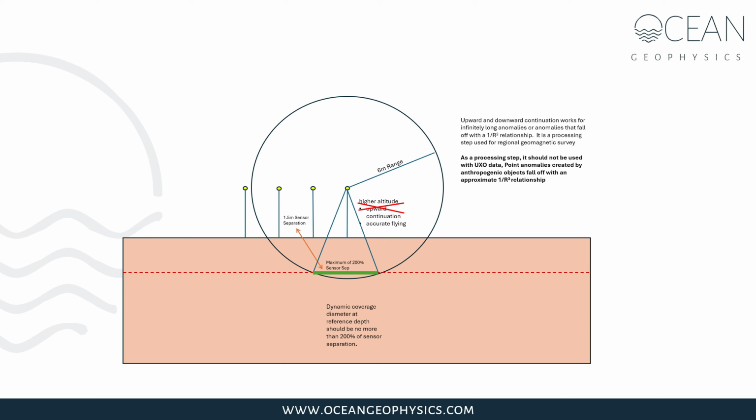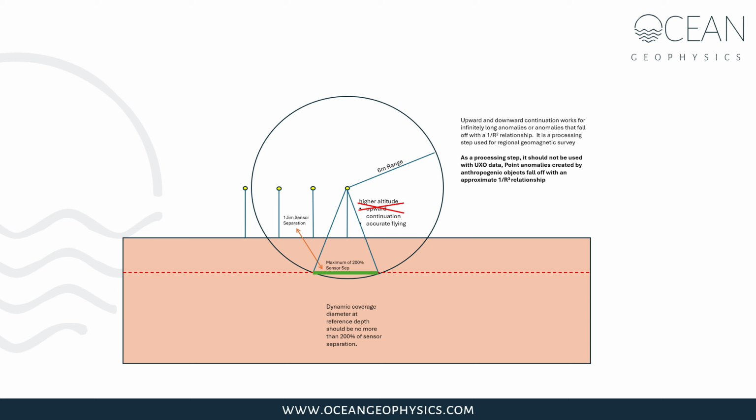In the last few months, it's easy to go to a client and state, we actually have survey data at a lower altitude. Our SIT trial suggested that we can use a much higher range and still produce full coverage. So it makes sense, but it's also a terrible idea. The reason for that is because upward continuation works for infinitely long anomalies, or anomalies that fall off with a 1/r squared relationship, basically. It's designed for regional geomagnetic survey.